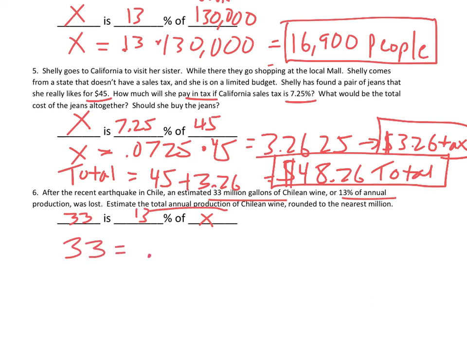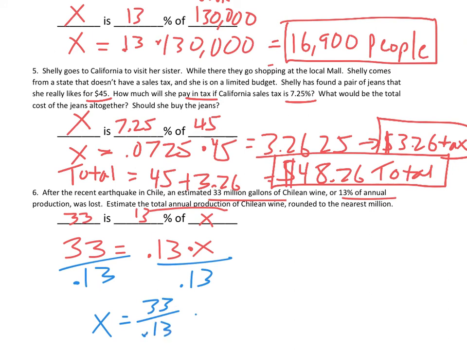33 equals 0.13 times X, all right? So we're looking for the grand total. Of means times, is means equals. All right, let's solve it up. Well, it's 0.13 times X. How do we get that 0.13 out of there? We do the opposite, right? We divide. And so we got 33 divided by 0.13, and that's going to be 253.846. We're going to round to the nearest million, so that goes to 254 million.